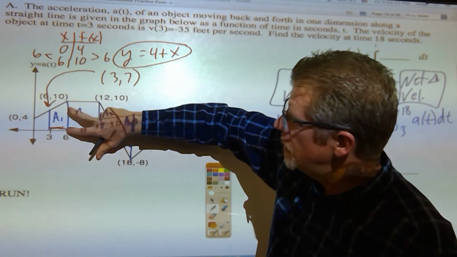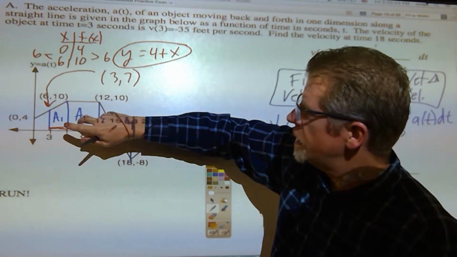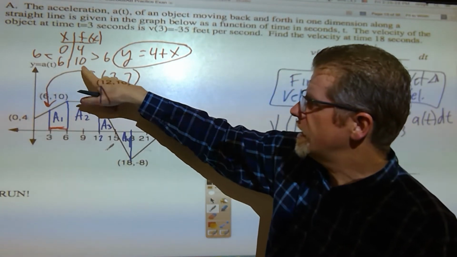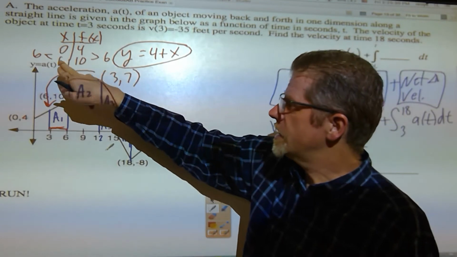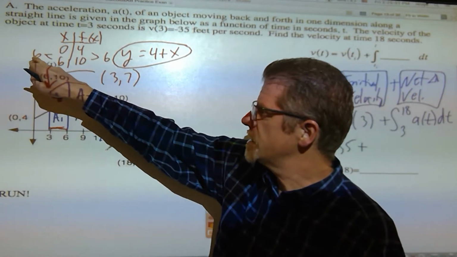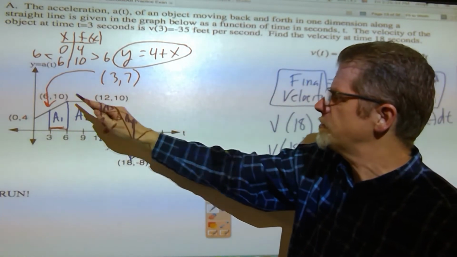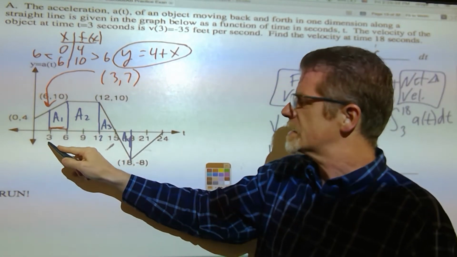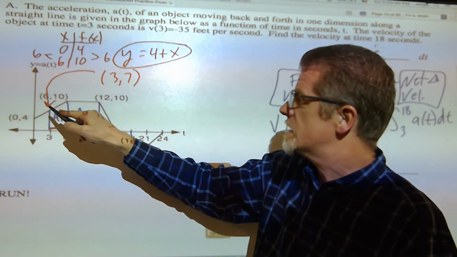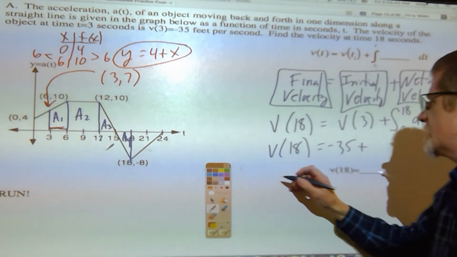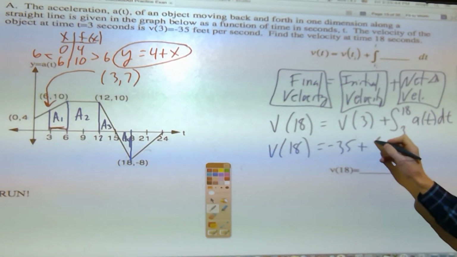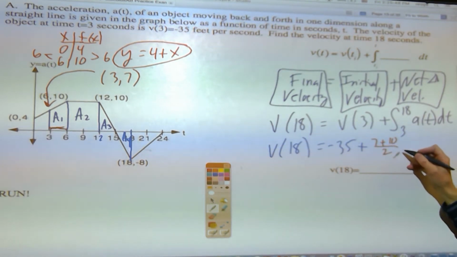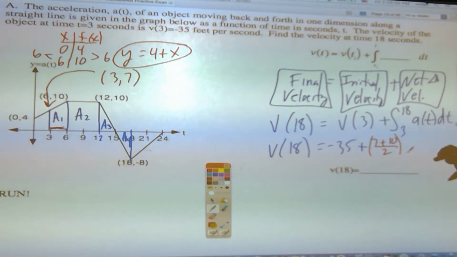Off camera, we had a brief discussion about how to get the equation of this line. I just set up the points (0, 4) and (6, 10). The change in y is 6, y2 minus y1 is 6, and x2 minus x1 is 6. So I observed that the intercept was 4 and the slope was 1. So using the equation y equals 4 plus x, when x is 3, I can tell that y is 7. So if I take base 1, which is 7, plus base 2, which is 10, divided by 2, that's the average of the bases times the height.